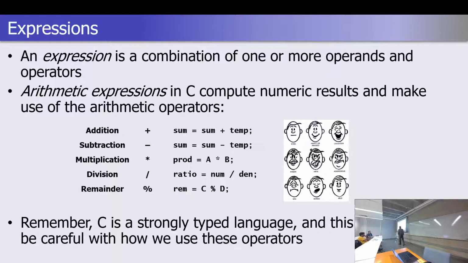So you have the addition operator. Sum equals sum plus temp takes the value of sum, loads it from memory, takes the value of temp, loads it from memory, adds them together, and writes the result back to memory at wherever sum itself was originally stored. Another way to say that: it overwrites the value of sum with the existing value plus the temp value, whatever that is in our program. Same goes for subtraction, as well as for multiplication and division.